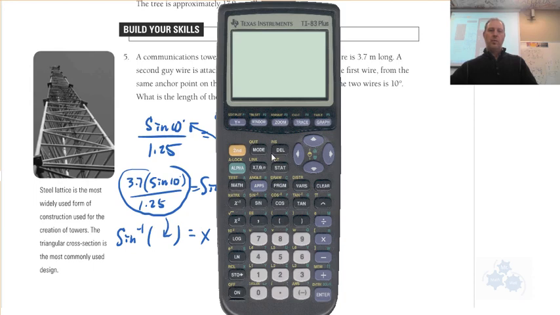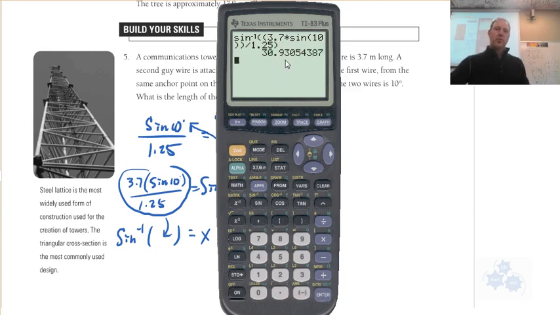Okay, so second function, sine inverse, the negative 1 there, of, and you can just put this all in if you want. So I'm going to use bracket 3.7 times sine of 10, bracket, I guess another bracket, divided by 1.25. 1, 2, 3, 1, 2, 3. We have the same number of left brackets and right brackets. I might have used one too many, but I'm just being sure.